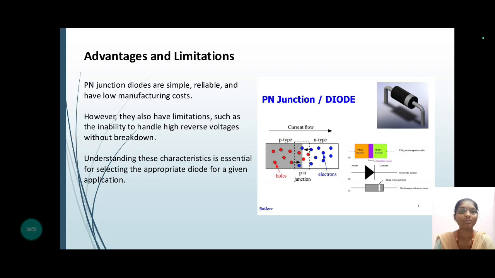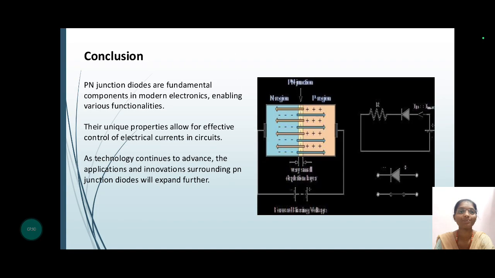Advantages and limitations. PN junction diodes are simple, reliable and have low manufacturing cost. However, they also have limitations such as the inability to handle high reverse voltage without breakdown. Understanding these characteristics is essential for selecting the appropriate diode for a given application.